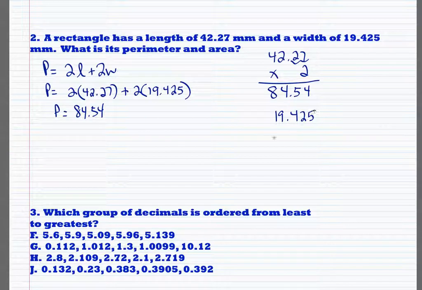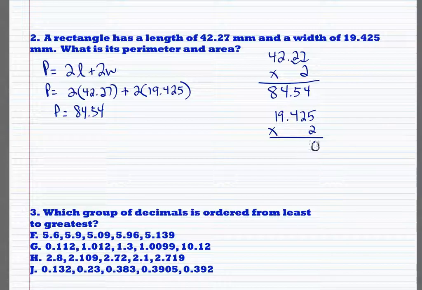Alright, and then 2 times the width is going to be 19.425 times 2. And a good thing to do, guys, that we've been talking about in class, is we can estimate this, just to make sure our answer will make sense. So if I just say this 19.425, let's assume it's a 20. 20 times 2 is 40, so my answer should be someplace around 40. So when it comes to placing the decimal, that helps us out a little bit. We're looking for an answer close to 40.